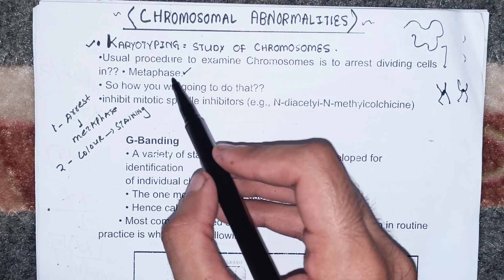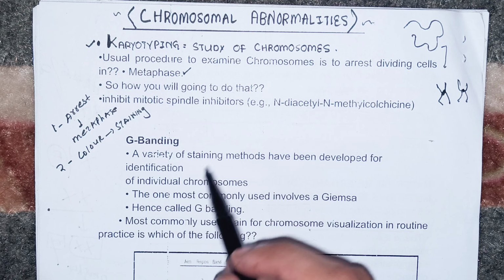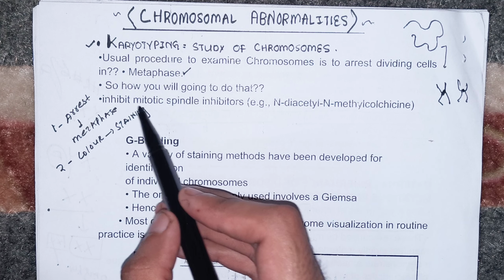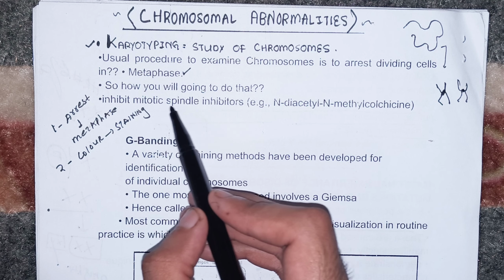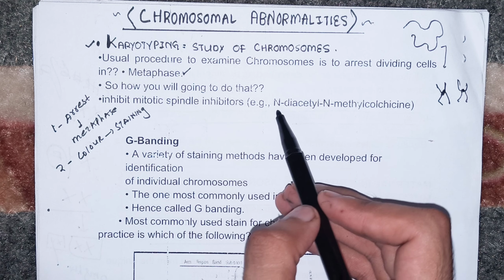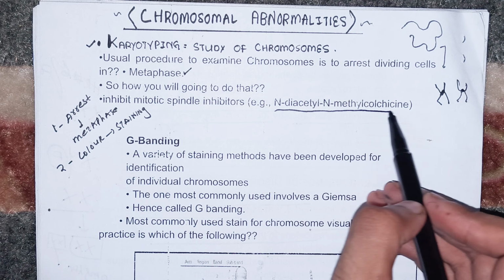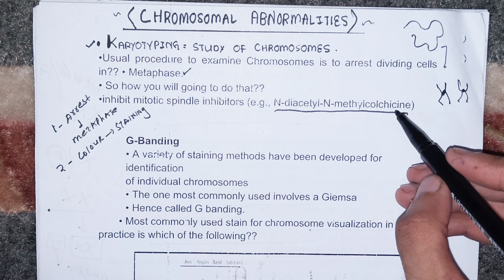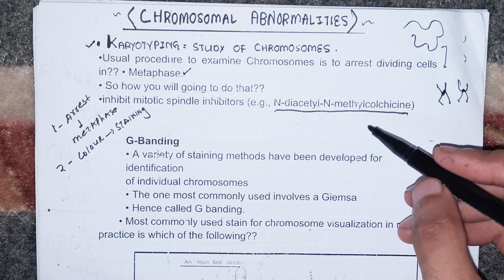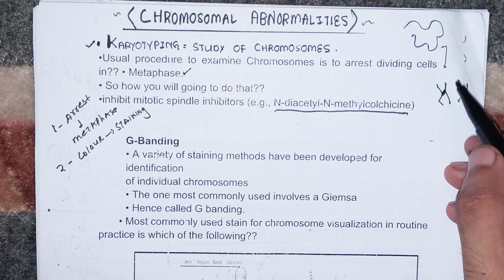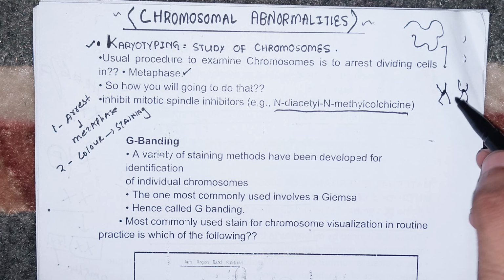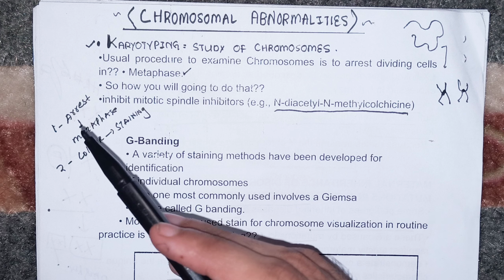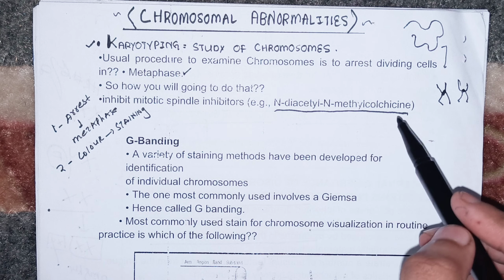So first thing, how will you arrest the cell in the metaphase? By providing a particular compound in the form of a drug that will inhibit the mitotic spindle. That drug is N-deacetyl-N-methylcolchicine. It's a mitotic spindle inhibitor. It will inhibit the mitotic spindle, so the chromosomes will remain in the metaphase stage. They will not progress to the next stage. So now you have arrested the cell in the metaphase stage by providing this drug.